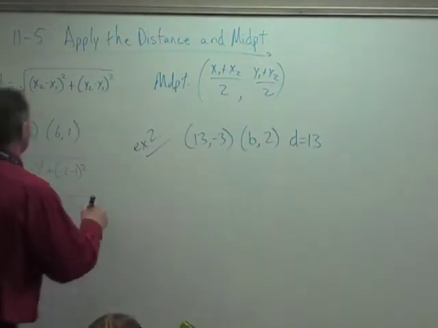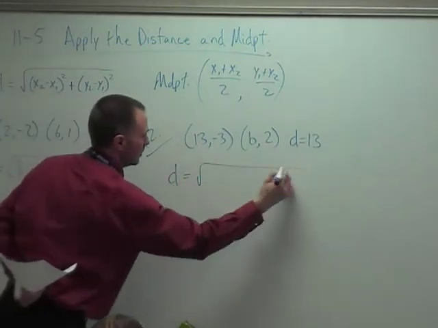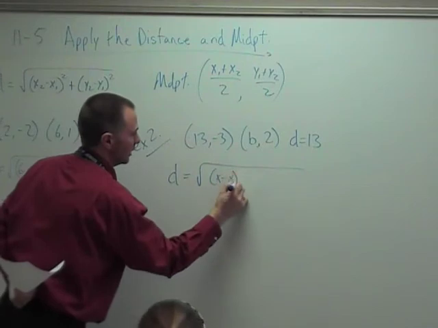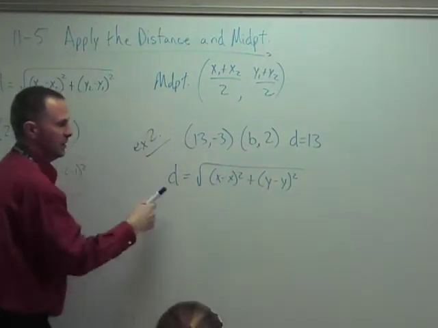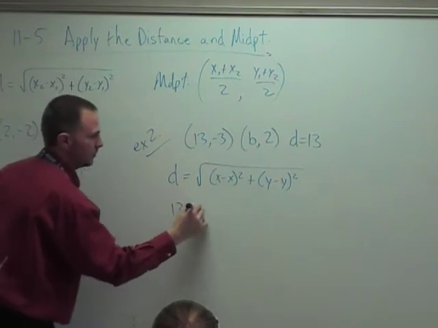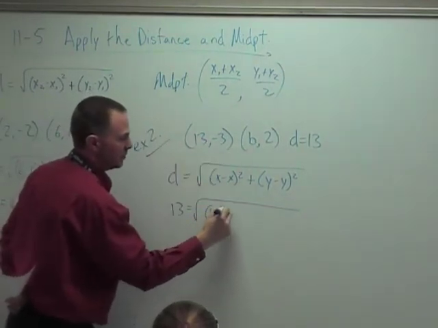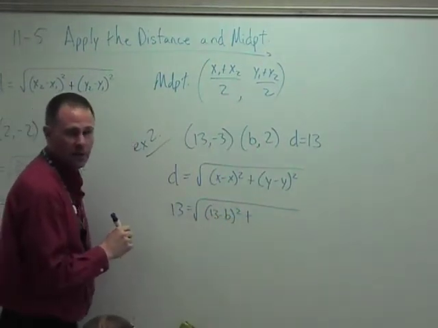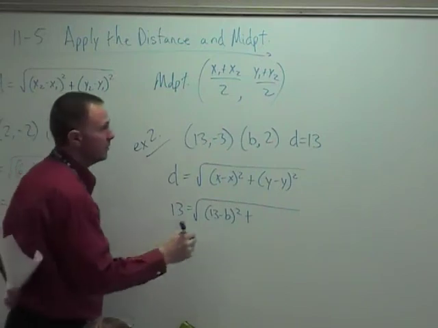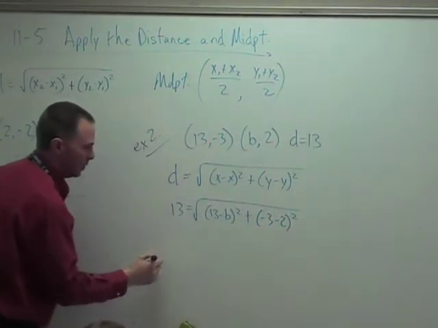Okay, so let's set up the formula. D equals, subtract your x's, subtract your y's. Now let's fill everything in. D is 13. The x's have 13 and b. I'm just filling in everything, and then I'll take a look at it. So that's not a problem, is it? All right, so a -3 minus 2. Let's just keep going.